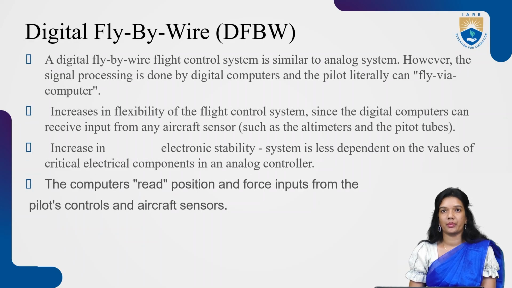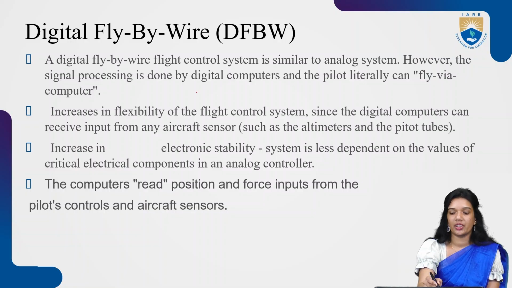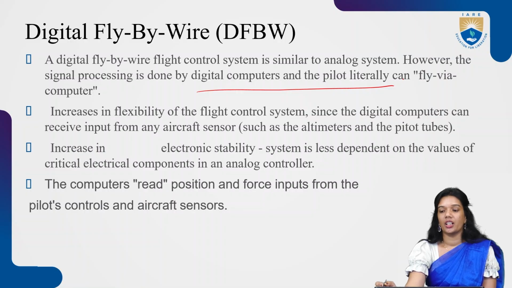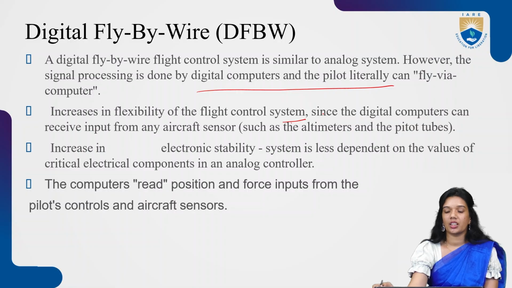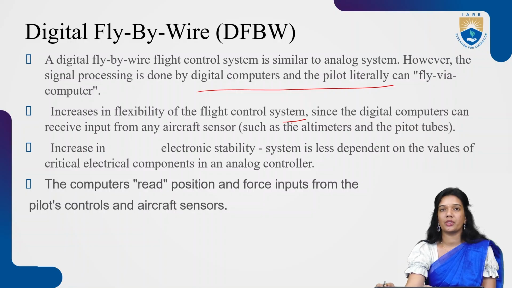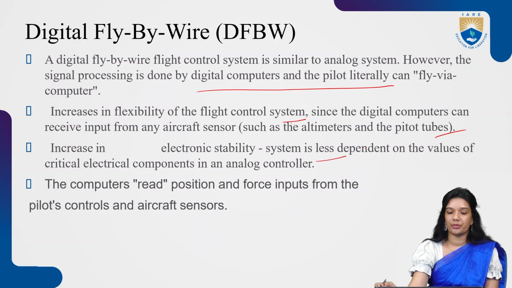So the digital fly-by-wire. Digital fly-by-wire is similar to analog systems. The signal processing is done by digital computers and the pilot can fly via a computer, right? This increases the flexibility of the control systems because the digital computers can receive the input from the sensors themselves, right? So from the aircraft sensors like altimeters or pitot tubes, you get the information of the altitude or your static pressure, total pressure, or the dynamic pressure, which will give you the aircraft speed again, right? So these are going to increase the electronic stability, right?